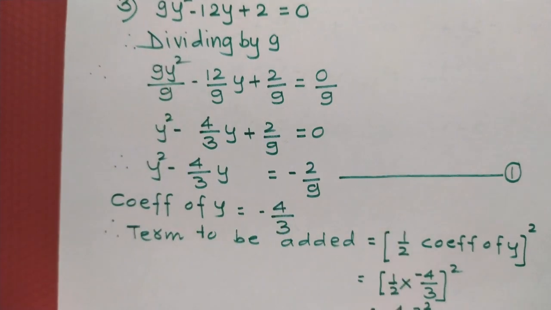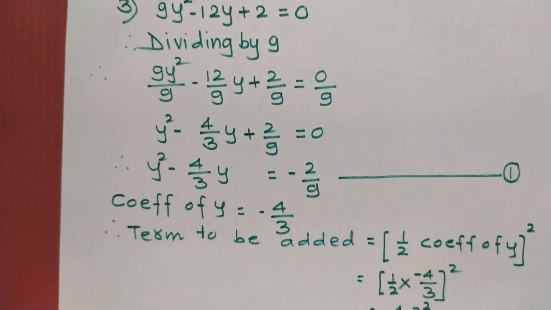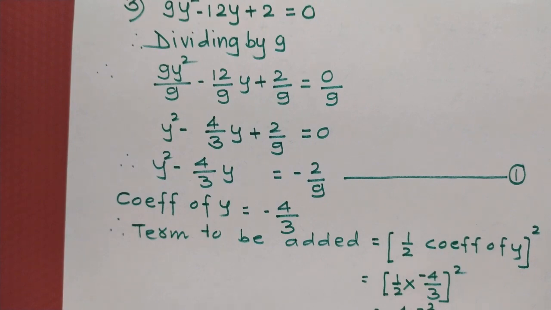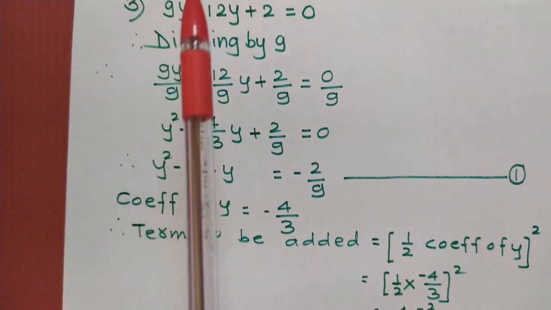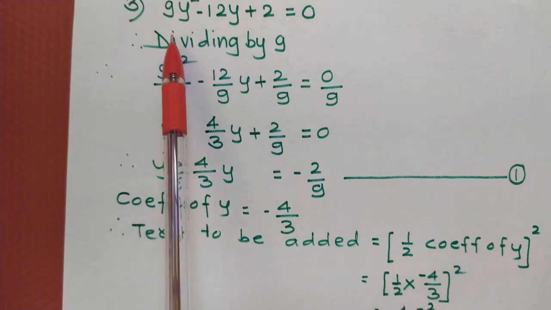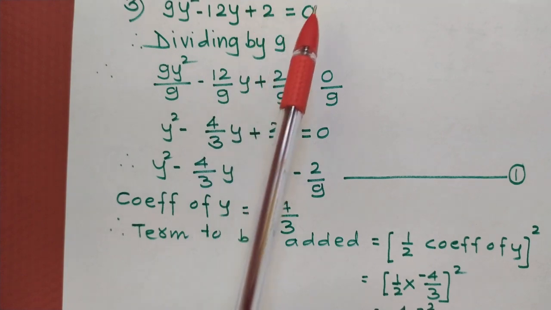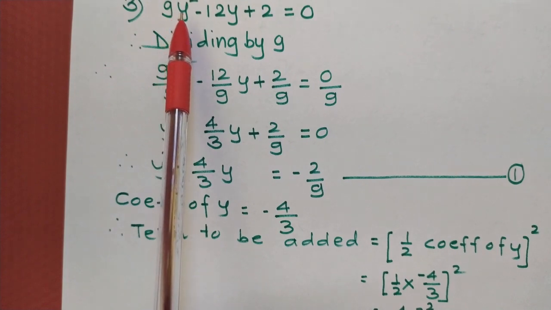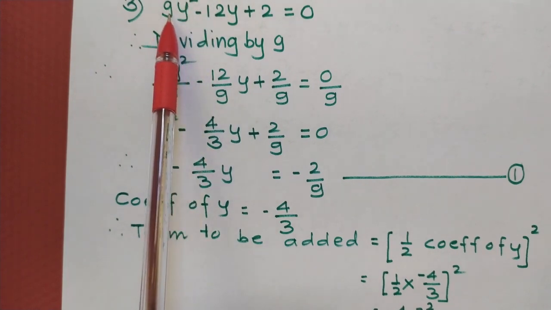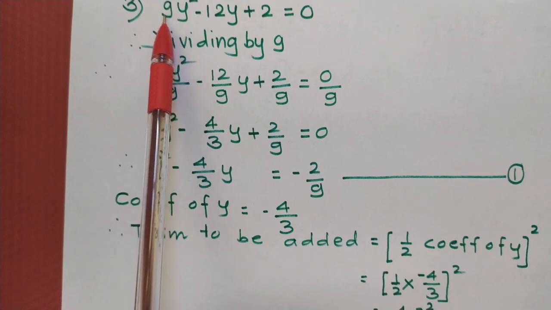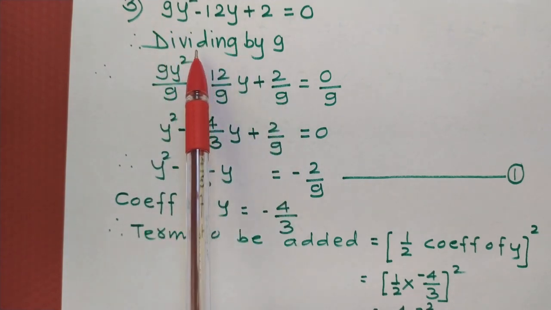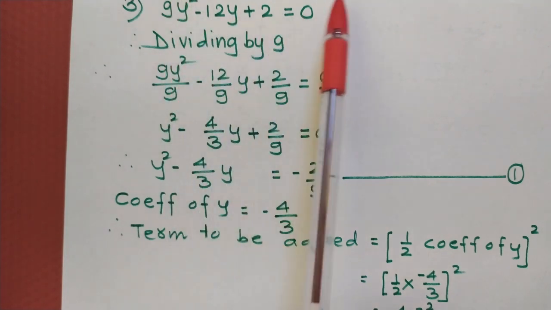Now, let us start with the next example, which is example number 3. But there is only one minor change in this particular example that we'll see. The example is 9y square minus 12y plus 2 is equal to 0. So here the coefficient of the first term, that means the square term, the coefficient of y square, is 9. We don't want the coefficient of the first term or square term to be any number more than 1. So for that purpose, I have divided every term by 9.